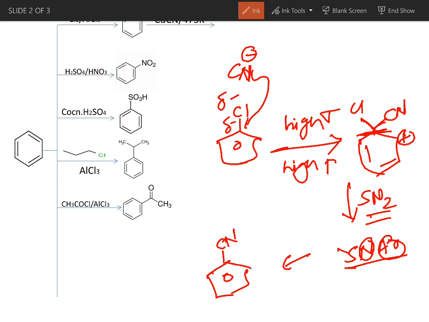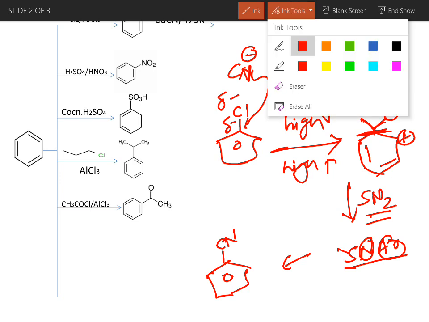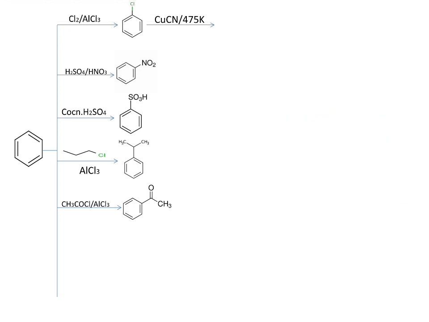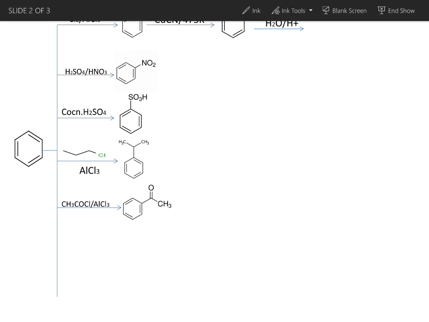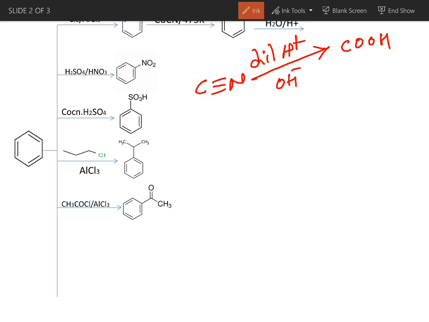cyanobenzene, or called as benzene nitrile. So the product, when chlorobenzene reacts with copper cyanide at high temperature, it forms cyanobenzene or benzene nitrile. Further, this cyanobenzene is reacted with water in acidic condition. What you have to remember here, when cyanide reacts with dilute acid or dilute base, it undergoes complete hydrolysis and forms compound carboxylic acid.